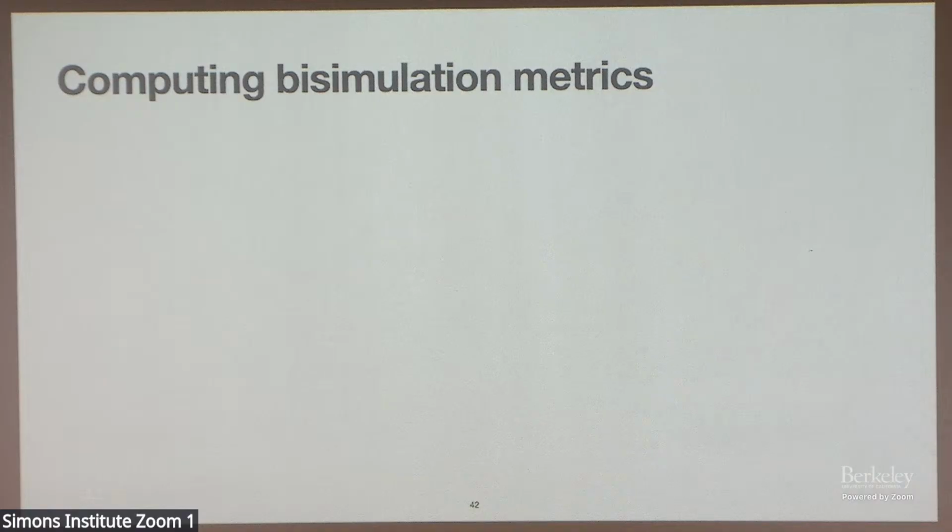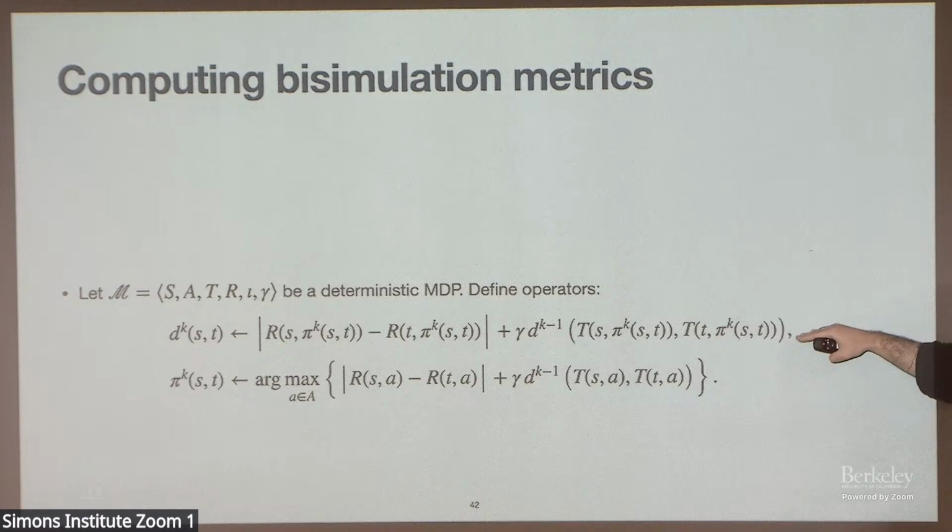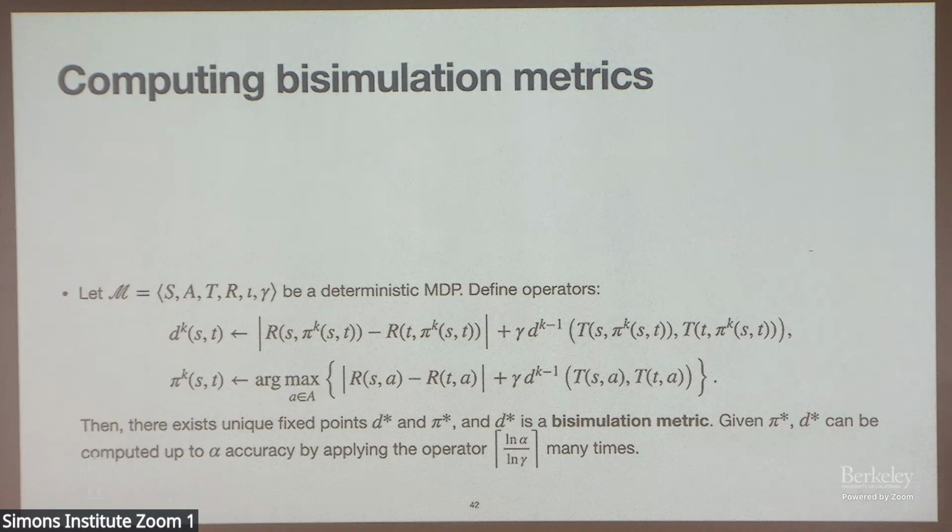So how do we compute these bisimulation metrics? Given a deterministic MDP, we'll define two operators. The first one is the operator that learns the bisimulation metric. The other one is this argmax policy. You can write them down in a single equation too, but I'm writing them differently. It was shown that these operators have unique fixed points, and the unique fixed point of this one with the optimal policy is the bisimulation metric that we're looking for.